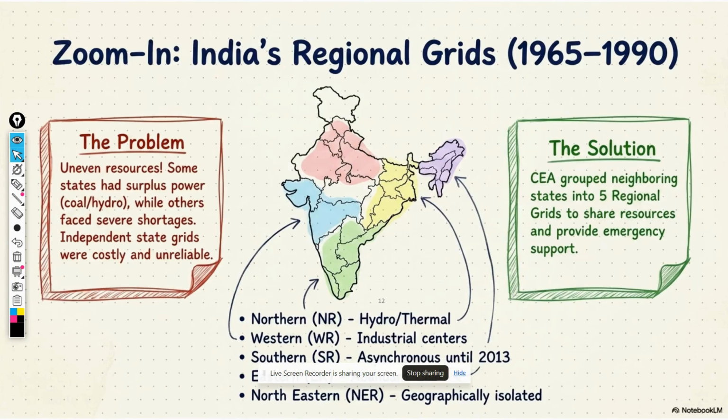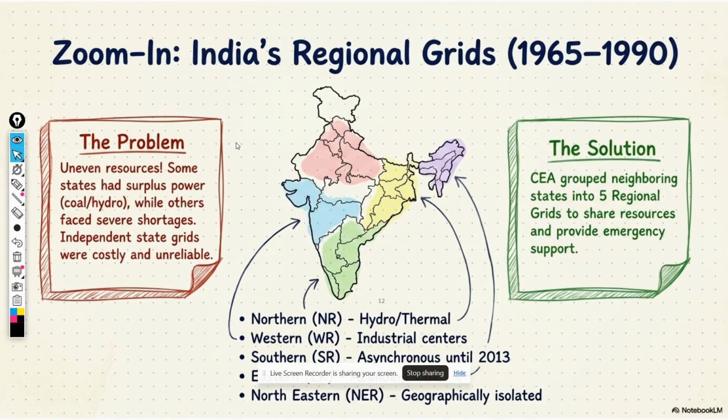Now, another problem appeared, the problem of natural resources. Some states have abundant coal. Some have large rivers suitable for hydroelectric power. Some have very limited power resources. Because of this, some states generated more electricity than they required, while others suffered from power shortages.